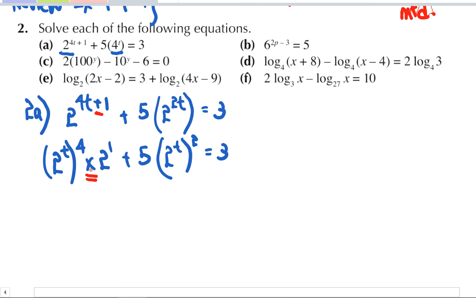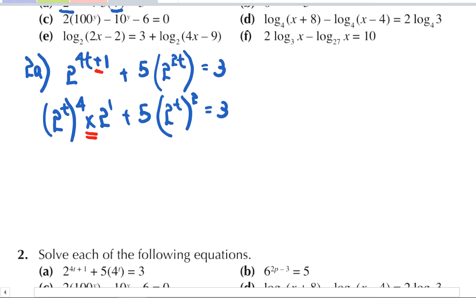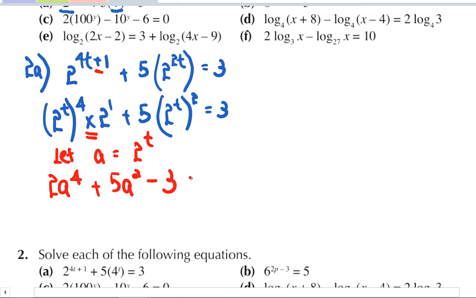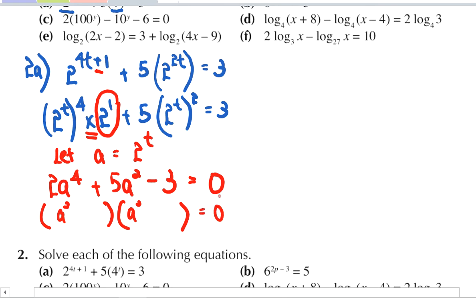Okay, do I have 2 to the power of t already? Yes. Then I use the substitution method. Let A be equal to 2 to the power of t. Alright? Then you realize 2a to the power of 4 plus 5a squared minus 3 is equal to 0. There is a square, there is a square. So I can do my factorization, then I can use my zero product. If you do your factorization, this is what you get.